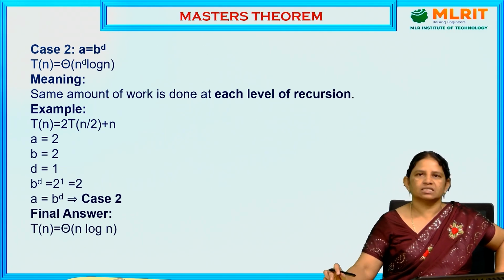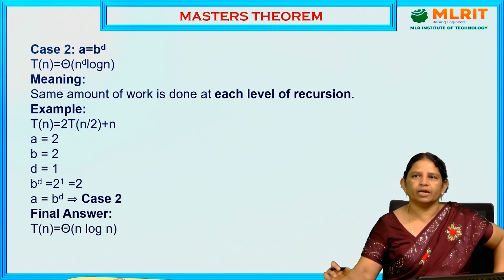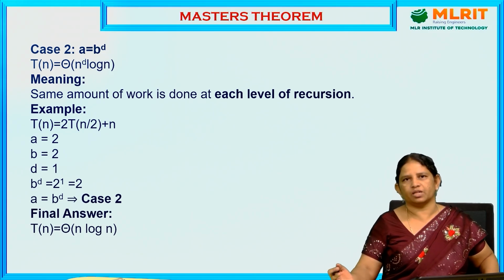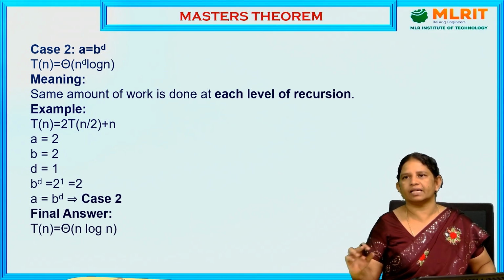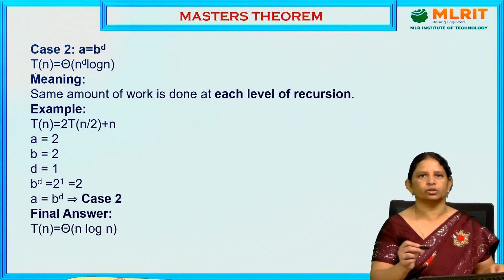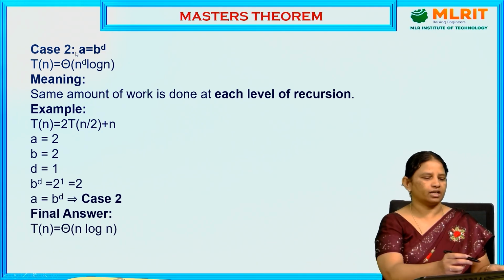Then consider case 2: a equal to b power d. That means the a value and b value are both the same. Then the same amount of work is done at each and every level. Then the time complexity is T of n equals theta of n power d log n.